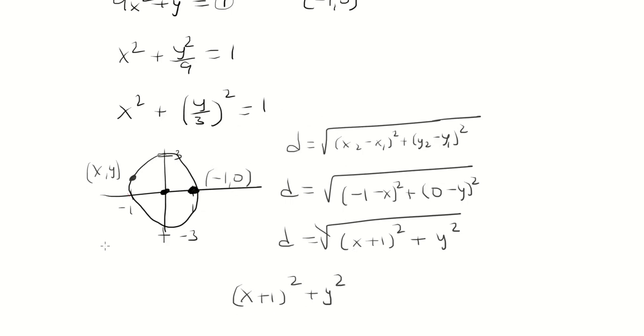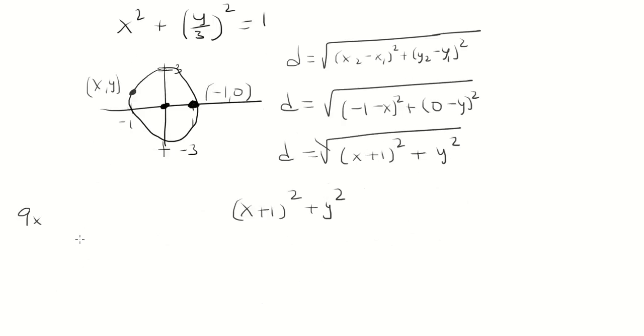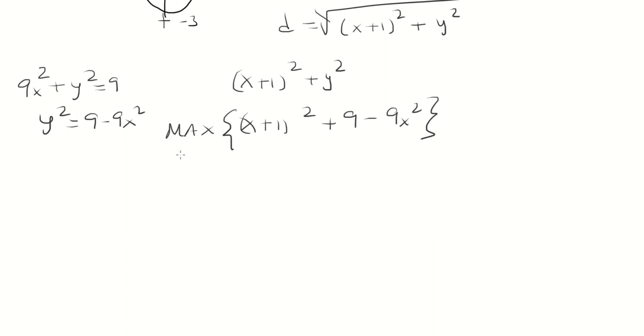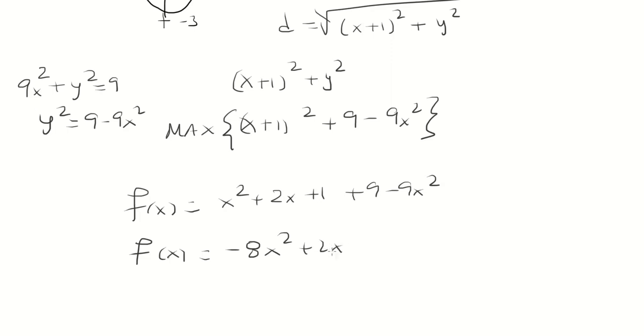Now, we were given the equation 9x squared plus y squared equals 9. I can solve for y squared and plug it in here. Remember, this is what we want to maximize, so find the maximum of this thing. This represents the square of our distance, or distance squared, I mean. So let's fix that. x plus 1 squared is x squared plus 2x plus 1. Then simplify this, which gives us -8x squared plus 2x plus 10.